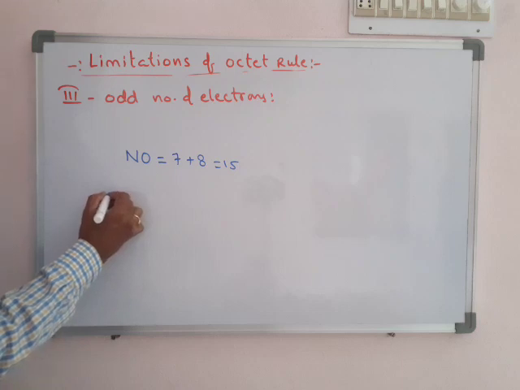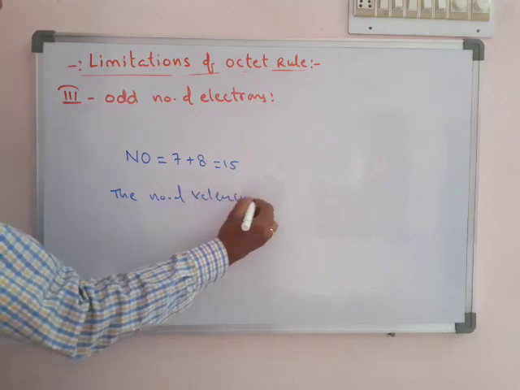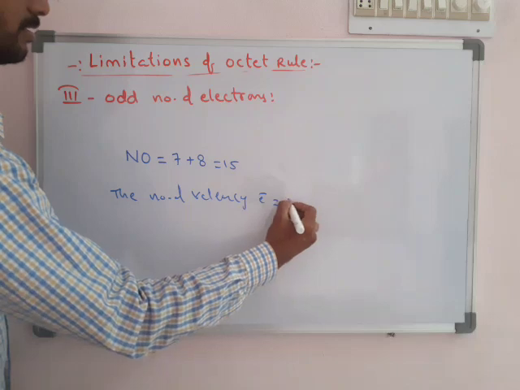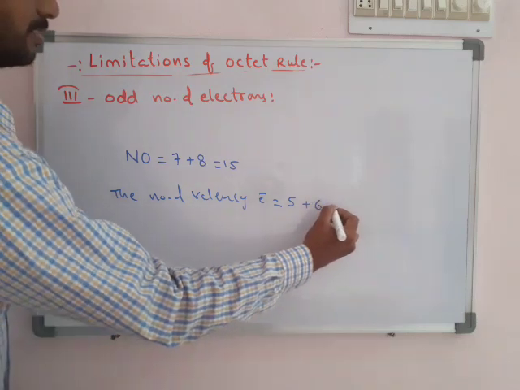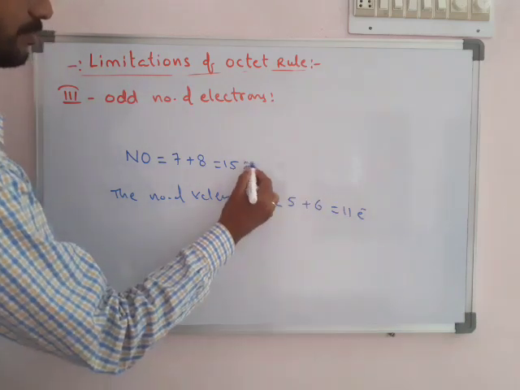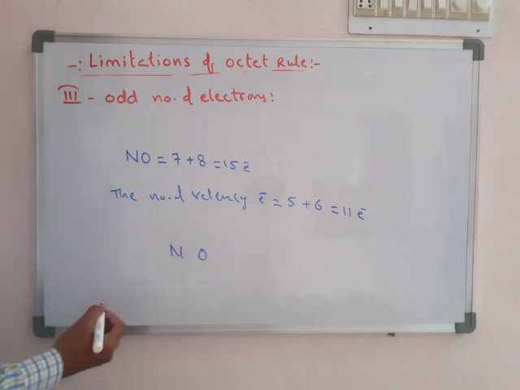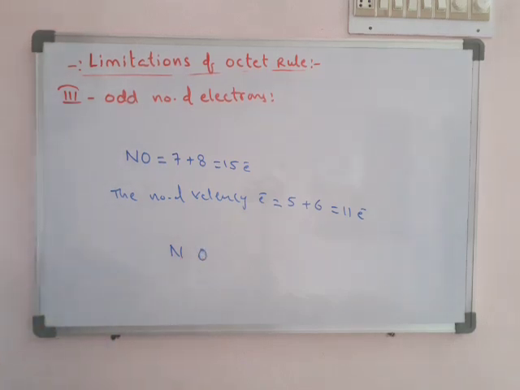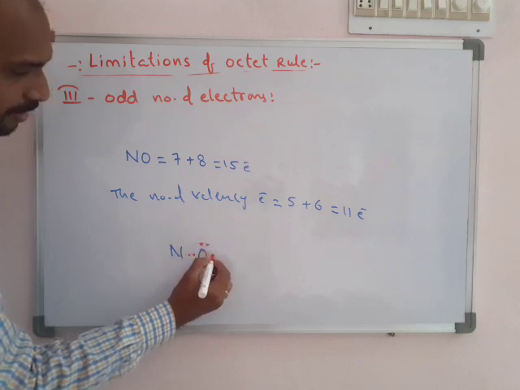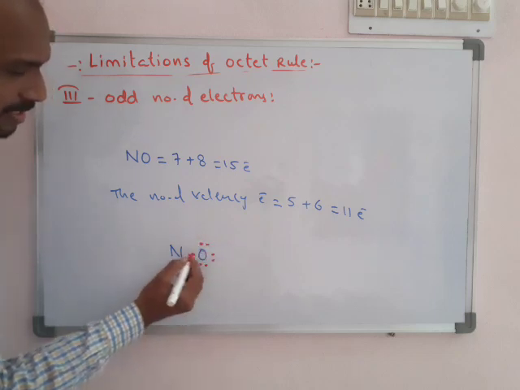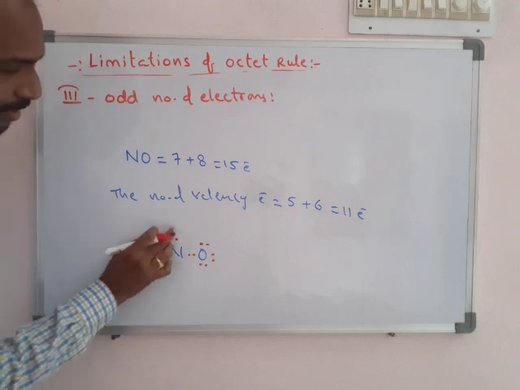If you write only the valence electrons, the number of valence electrons in nitrogen is 5. What is the oxygen valence electrons? 6. That is also 11 electrons. But bonds are formed with these 11 electrons. That is an odd number. So distribute these 11 electrons to write the Lewis structure. We see different possibilities. One bond compulsory, 1, 2, 3, 4, 5, 6, 7, 8. This is satisfied. 9, 10, 11. Nitrogen is not satisfied.